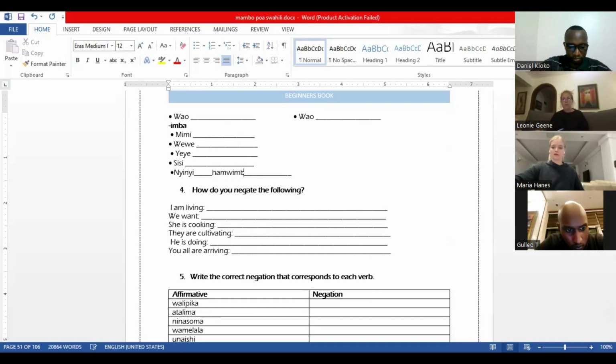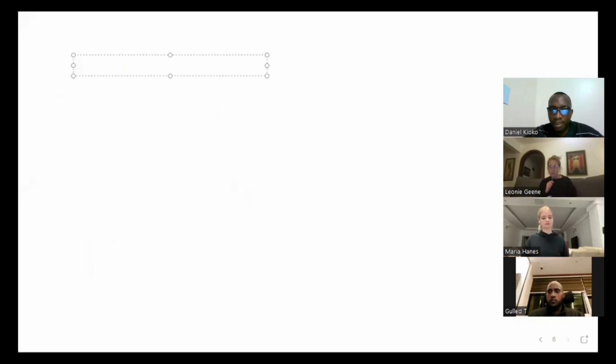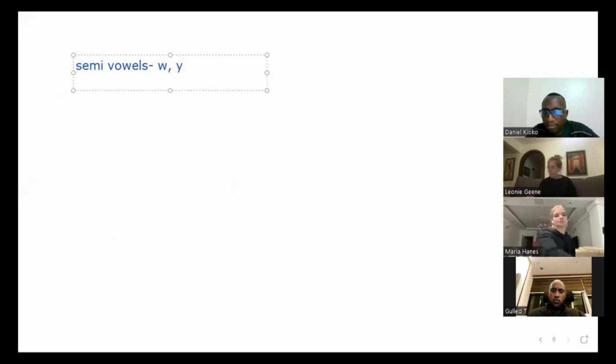So every time the verb begins with a vowel, there's a W? Not really all the time. It's because of something small I'll explain real quick. We usually say there are what we call semivowels. The semivowels are W and Y. They are consonants, but we call them semi because they sound somewhat like vowels.